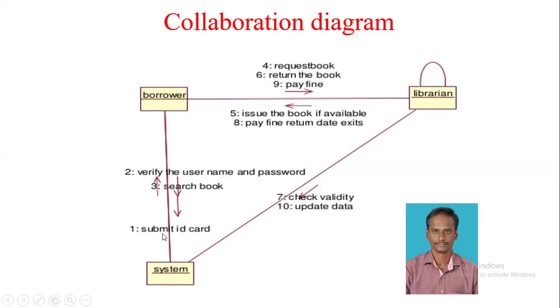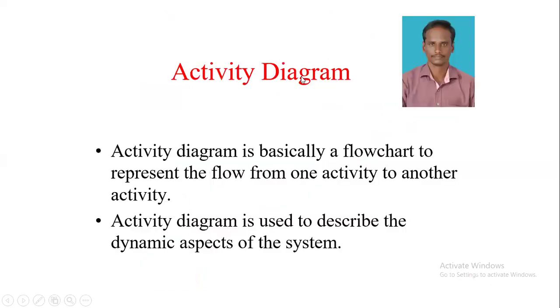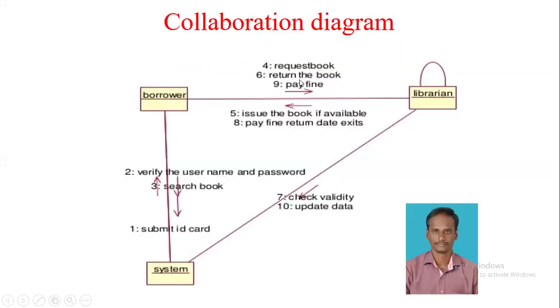We are verifying the ID card, so the system verifies the username and password. Next, the borrower searches for the book through the system to see whether it is there or not. Sorry, first we need to initiate the request for the book. After the request for the book is initiated by the borrower, the librarian issues the book. Next, the borrower may return the book.